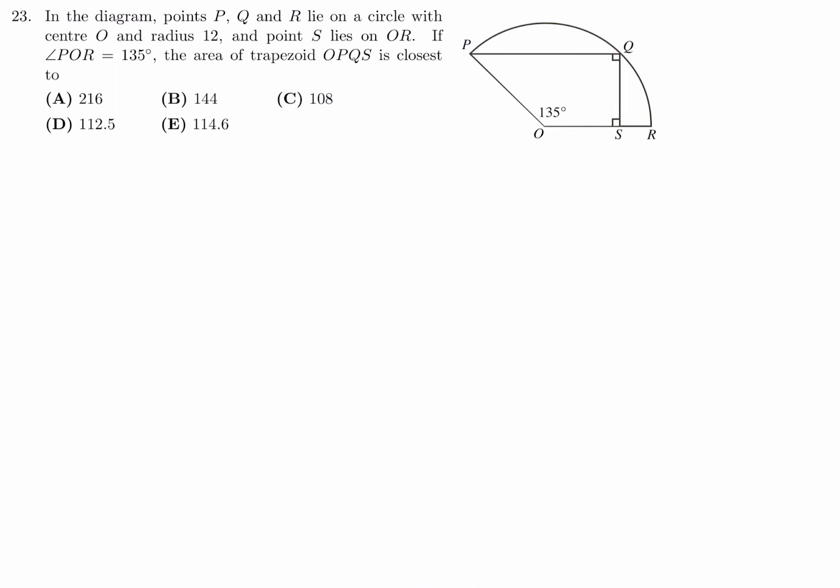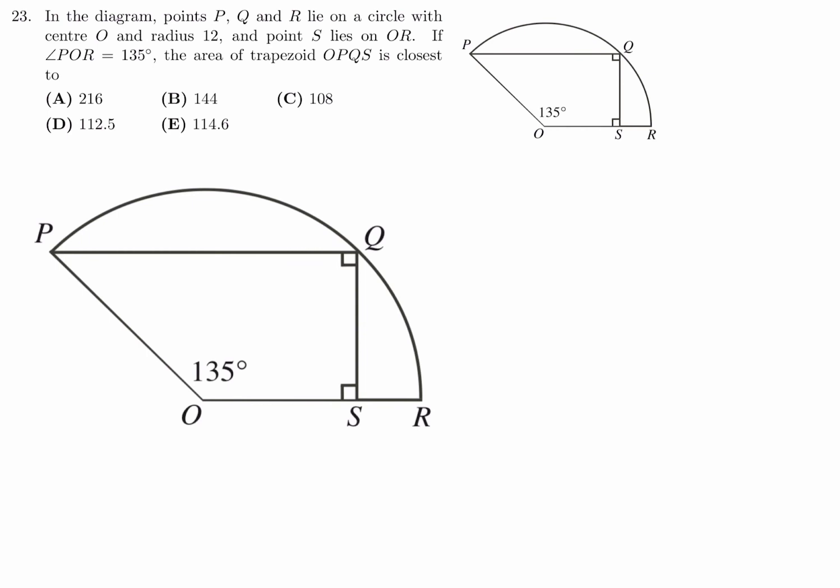In the diagram, P, Q, and R lie on a circle with center O and radius 12. The point S lies on OR. If angle POR is 135 degrees, the area of the trapezoid OPQS is closest to... Well, let's cut up this diagram a little bit. I'm going to draw a line like that, that's perpendicular, and then a line like that, that's diagonal, so this is perpendicular.